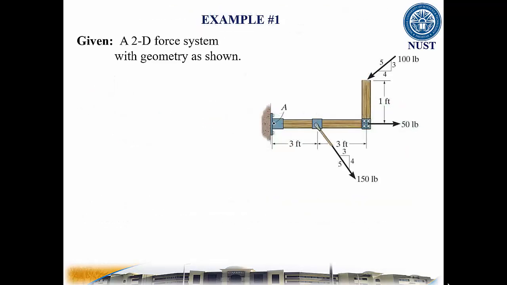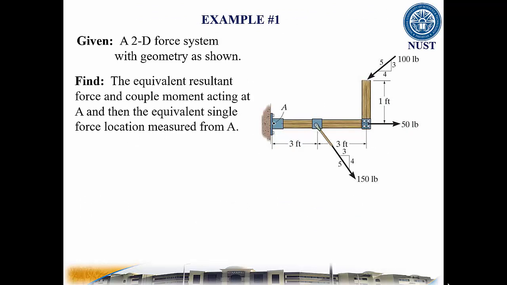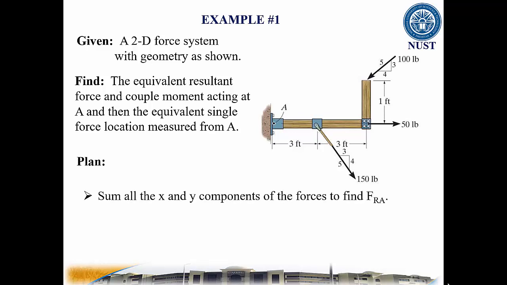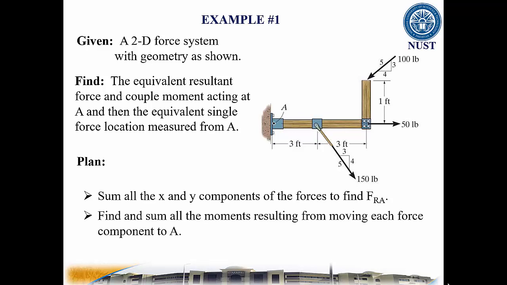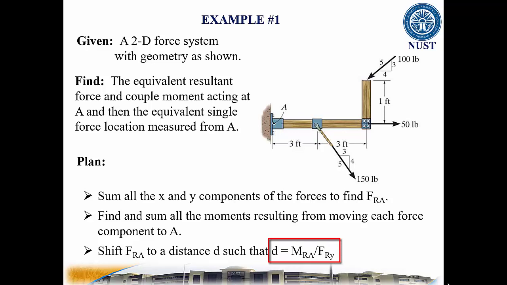Considering this example, a 2D force system with the geometry is given, and we need to find the equivalent resultant force and couple moment acting at A, and then the equivalent single force location measured from A. So first we will sum up all the X and Y components of the force to find the resultant force. Then we will find and sum all the components resulting from moving each force component to A. And then finally, we will shift the resultant force to a distance d using this equation.